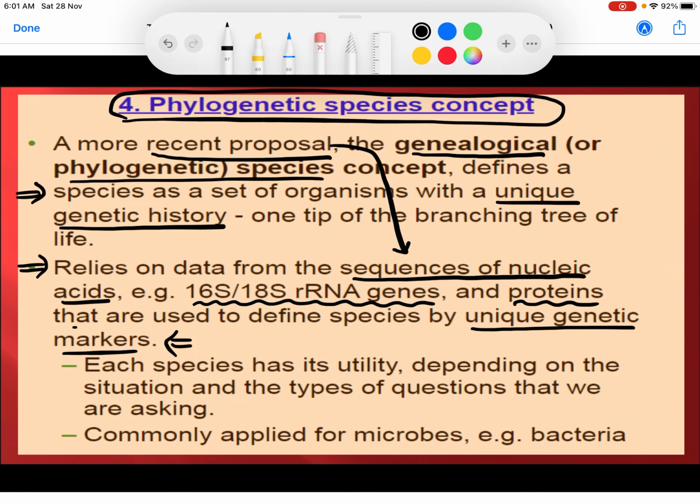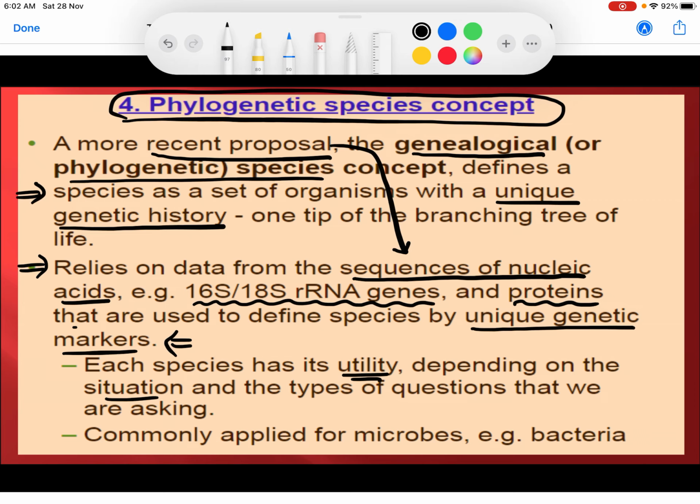Each species has its utility depending on its situation, that is their surrounding, their niche, their environment, their enemies, etc. So, species develop their internal metabolic activity according to their own environment, maybe external and maybe internal. So, depending on their own situations, they have a unique genetic sequence. Ready? So, each species has its utility depending on the situation and the types of question that we are asking: what kind of special adaptation they have, what kind of niche they are living in, what kind of other competitors they are facing, etc.